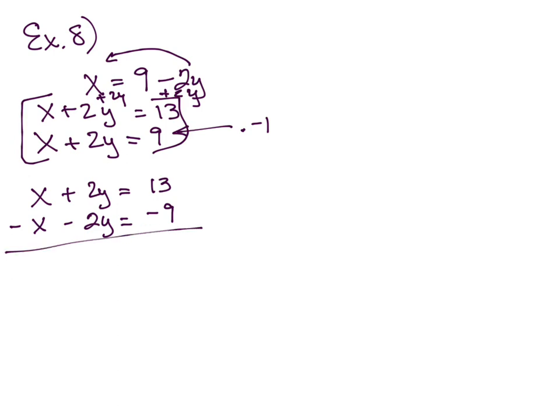So what happens? They all cancel out. What's left on the right side? If I lost all my variables, what's left over there? 4. And on the left side? Nothing, right? 0. Is 0 equal to 4? No. This is false. So there must be no solution.